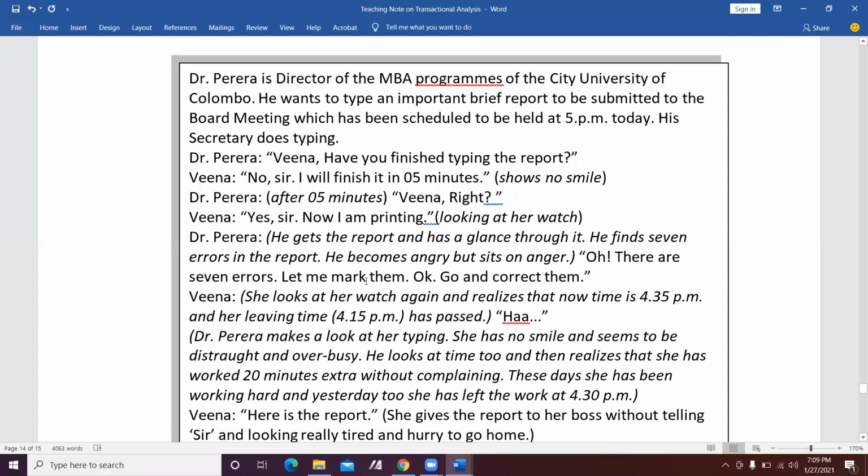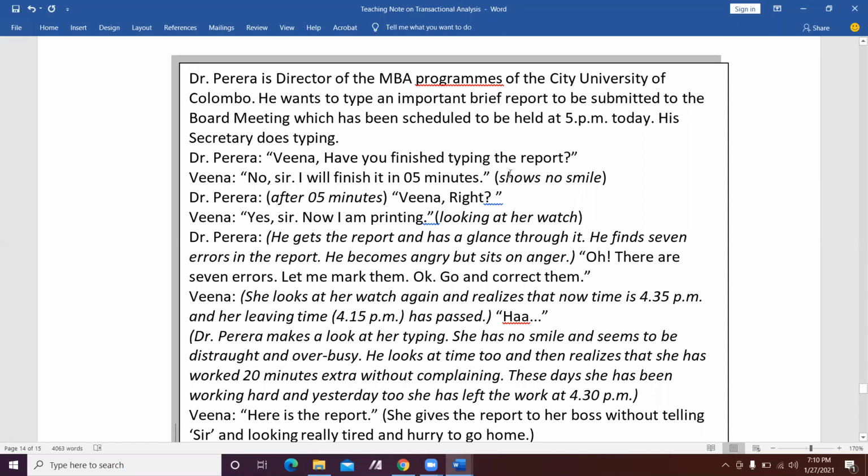Okay, look at this one now. Dr. Pereira is director of the MBA programs of the City University of Colombo. He wants to type an important brief report to be submitted to the board meeting, which has been scheduled to be held at 5 p.m. today. His secretary does typing. Dr. Pereira: Veena, have you finished typing the report? Veena: No sir, I will finish it in 5 minutes.